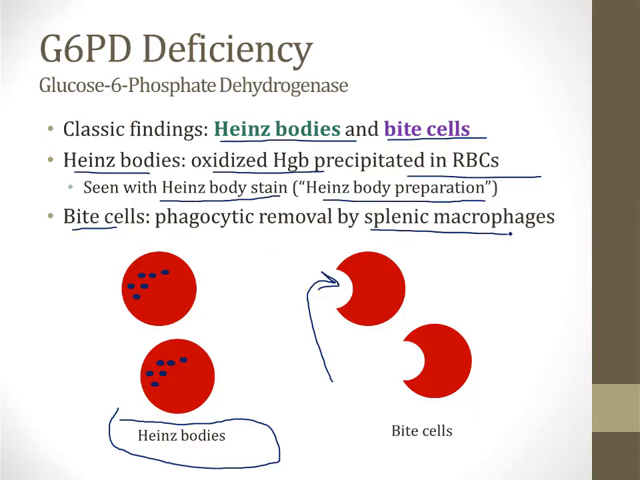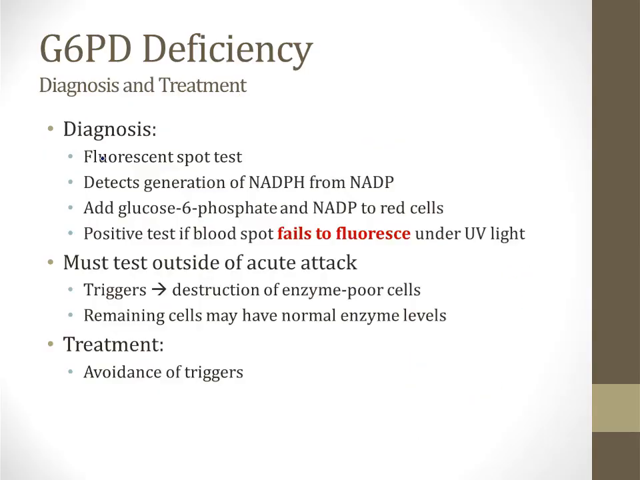They often cannot engulf the red cell whole, so they take a piece of it out, and this results in the formation of bite cells, which you can see on the peripheral smear. If you suspect this condition, the screening test is called a fluorescent spot test. It detects the generation of NADPH from NADP. Patients with this deficiency are unable to generate normal levels of NADPH, and that's what this screening test looks for.